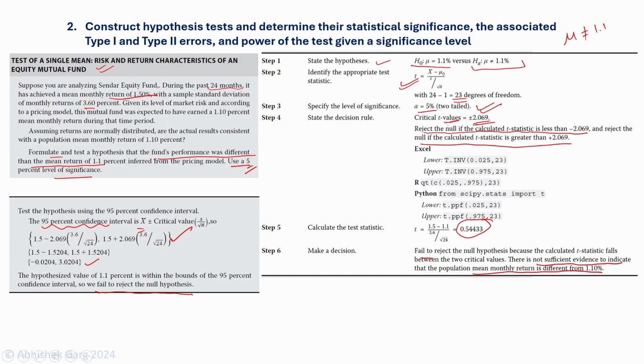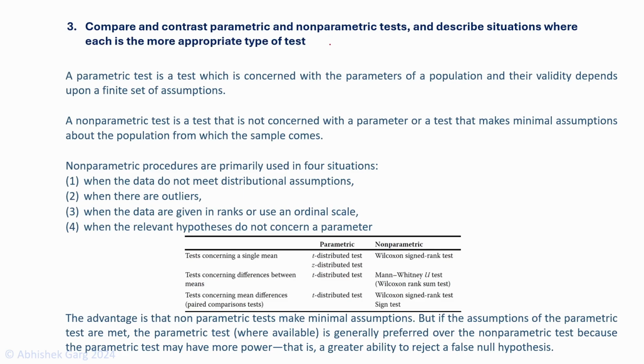Compare and contrast parametric and non-parametric tests and describe situations where each is more appropriate type of test. A parametric test is a test which is concerned with the parameters of a population and their validity depends upon a finite set of assumptions. That means we make few assumptions regarding the distribution of the population and we are concerned with the parameters of this population. A non-parametric test is a test that is not concerned with a parameter or a test that makes minimal assumptions about the population from which the sample comes.